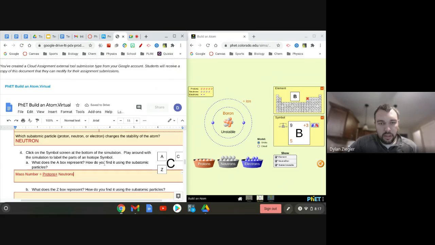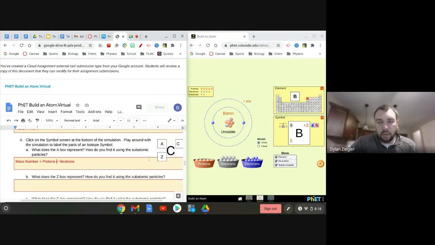All right, so what is it? Let me put a space in there. What does it represent? The mass number. And then how do we find it? We find it by adding the protons and the neutrons together. Okay, what does Z represent? That's down here. If I add these, this changes the mass number, but it's not changing this at all. This is changing the charge, but it's not affecting this at all. This would be the protons.